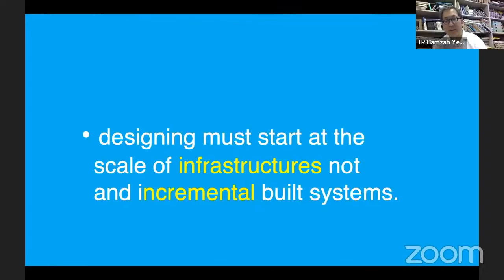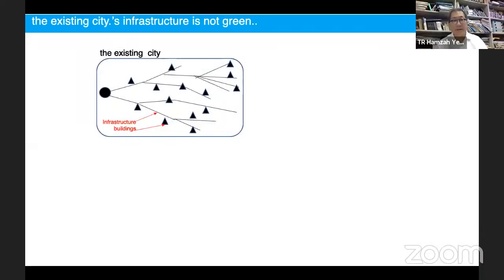Now, the third point is that when we design, we must design at the scale of infrastructure, not as individual buildings. Most green buildings, most green architects are very good at designing green buildings. But at the end of the day, it is ineffective in dealing with our impact on the natural environment. So now this is existing city. Existing city is a series of infrastructures. It's the roads, the drains, the bridges, the electricity grid, the water supply, the sewerage.